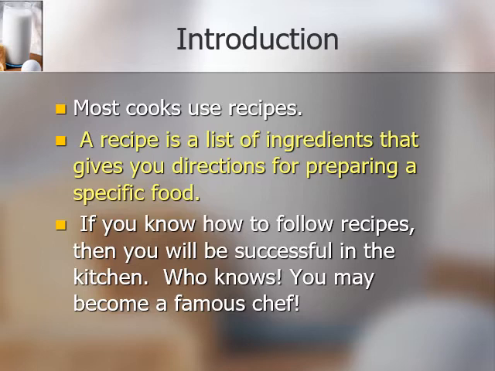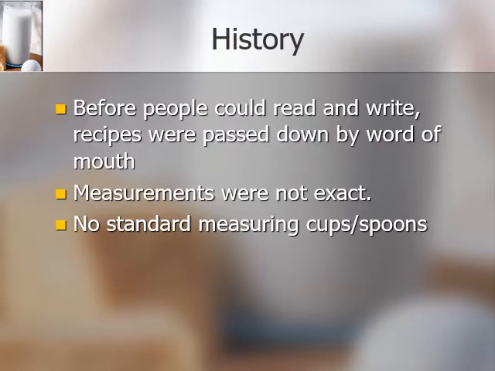Once you get to be somewhat of an expert at reading recipes, then you can start to create your own, because you know about ratios and about how much things should be to equal each other out. But when you're first beginning to cook, you really need to stick to recipes. People have been cooking since the beginning of time. Before people could read and write, recipes were passed down by word of mouth. They were family recipes that were passed down from generation to generation.